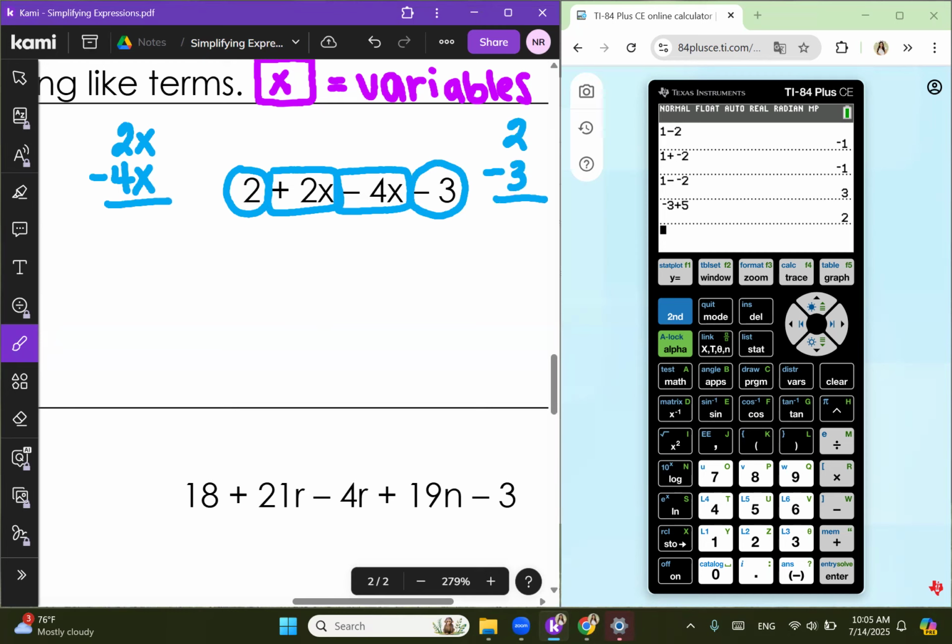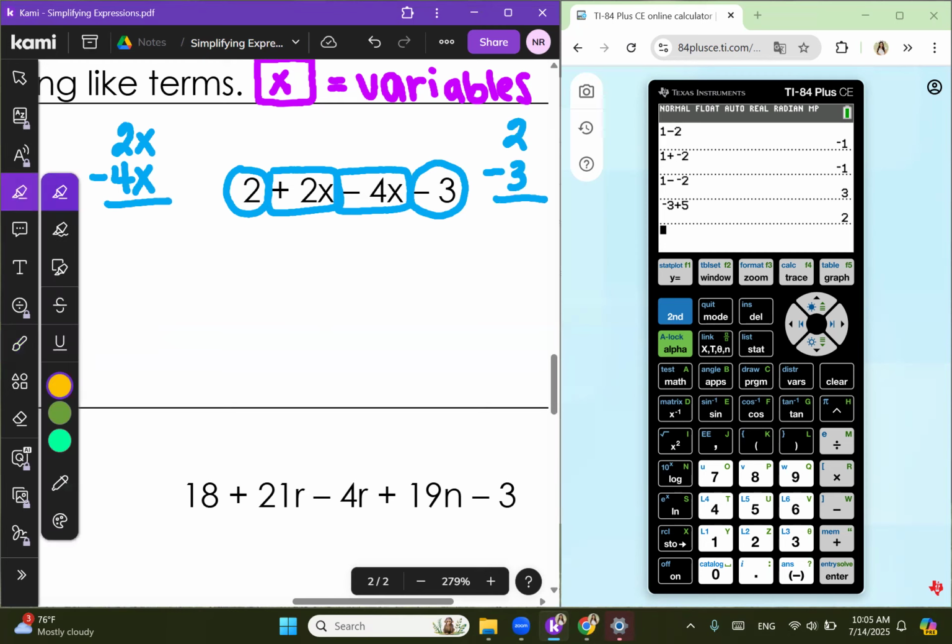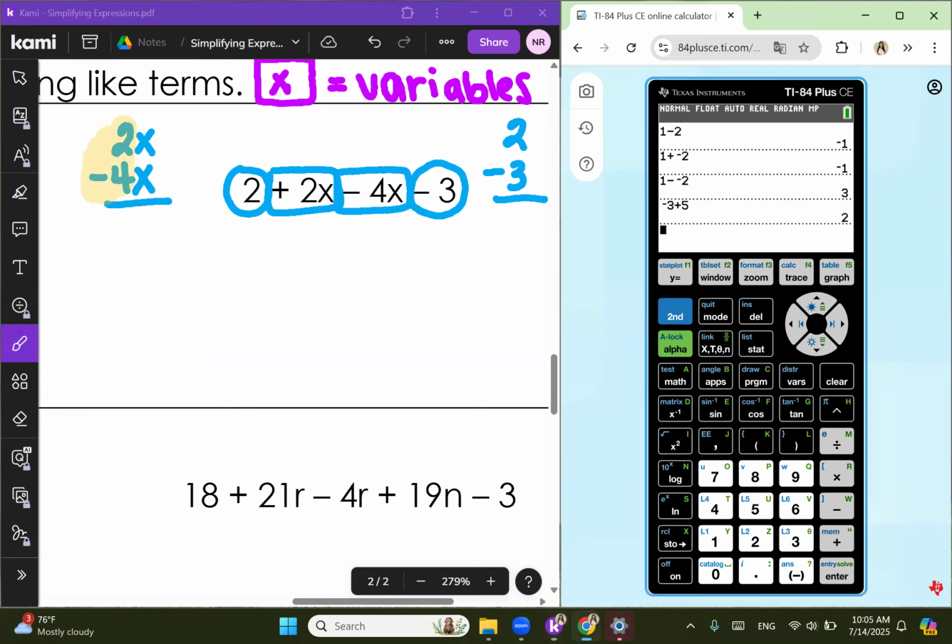Okay, 2 minus 4 is what you're actually going to type into the calculator. You do not type the letters into the calculator, at least not on the home screen. So 2 minus 4 or 2 plus negative 4, but never minus negative. That gives us negative 2x. Okay, then 2 minus 3, negative 1. Put it all together, negative 2x, negative 1.